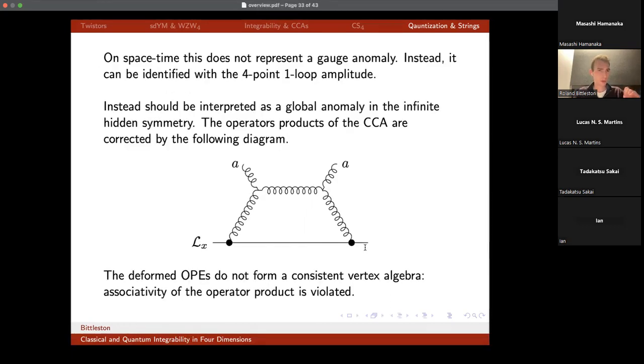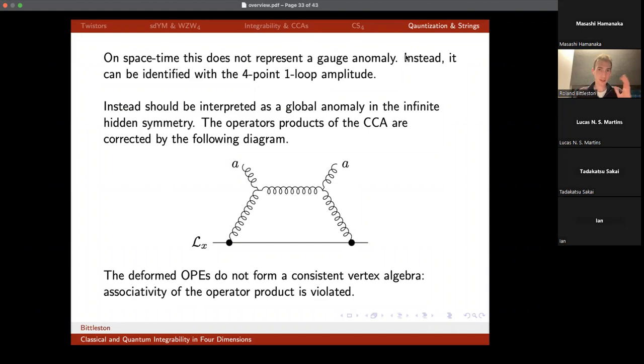So what does this mean? Does it mean that the space-time theory, say self-dual Yang-Mills as a theory on space-time, is sick? No. Of course, we've known for a very long time what the anomalies of theories on space-time are. Self-dual Yang-Mills is perfectly consistent as a classical and quantum field theory on space-time. Nothing wrong with it. Instead, you should view this anomaly on twistor space as being a global anomaly in integrability.